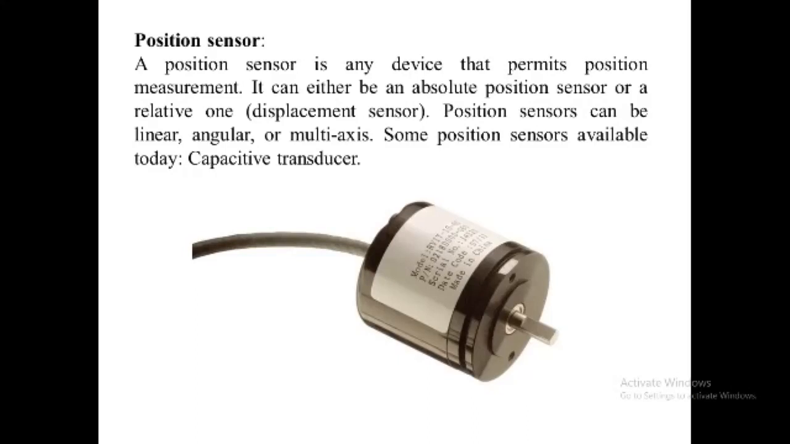Today, we are going to start a new topic, that is position sensor. A position sensor is any device that permits position measurement. It can either be an absolute position sensor or a relative one, that is displacement sensor. Position sensor can be linear, angular, or multi-axis. Some position sensors available today are capacitive transducers.